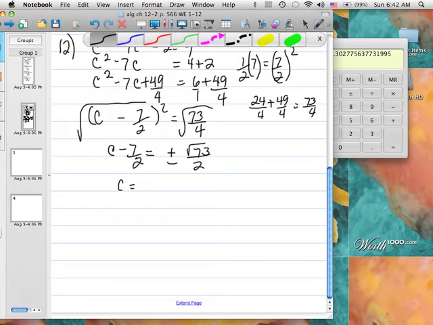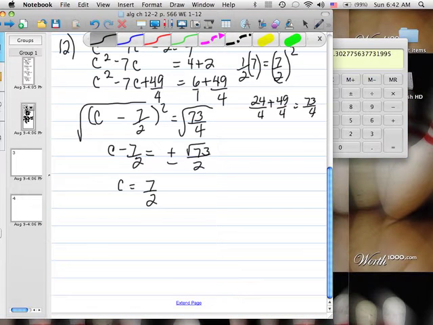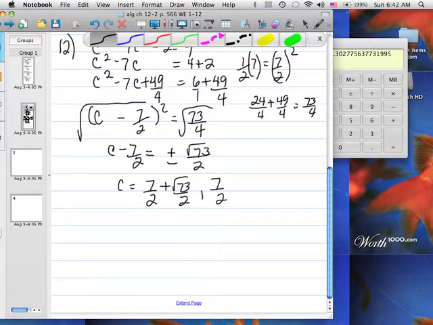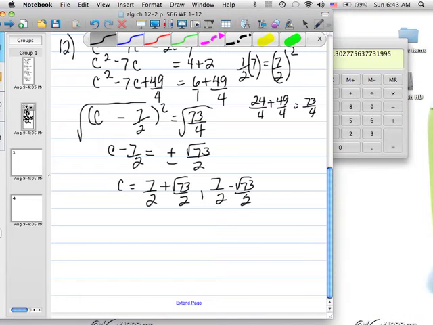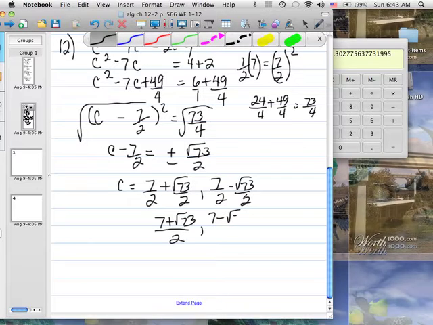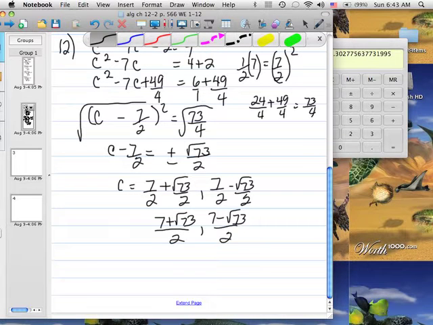To solve for c, we're going to add 7 halves to both sides, so that gives us 7 halves plus the square root of 73 over 2, and 7 halves minus the square root of 73 over 2. Since they both have the same denominator, we want to write it as one fraction, so 7 plus radical 73 over 2, and 7 minus radical 73 over 2. So that's one part of our answer.